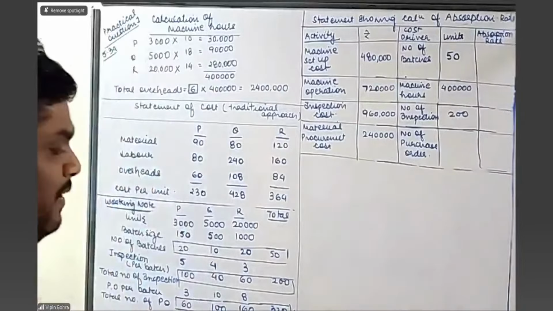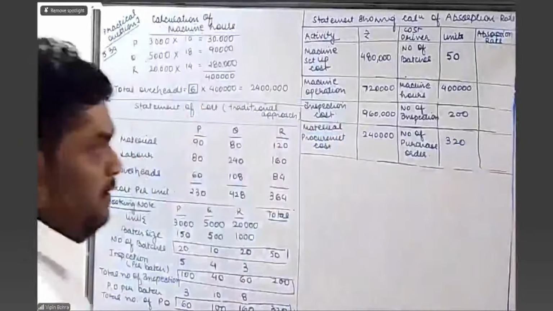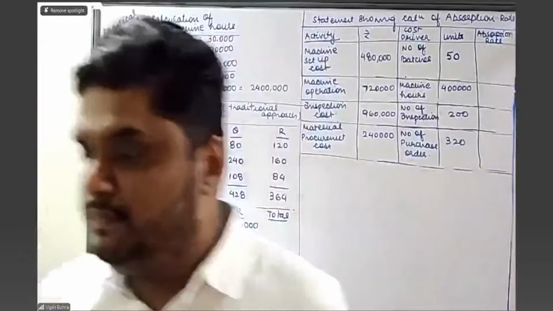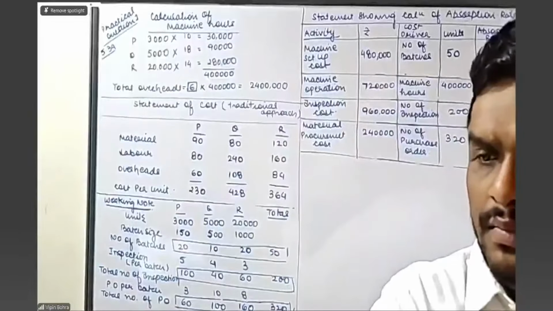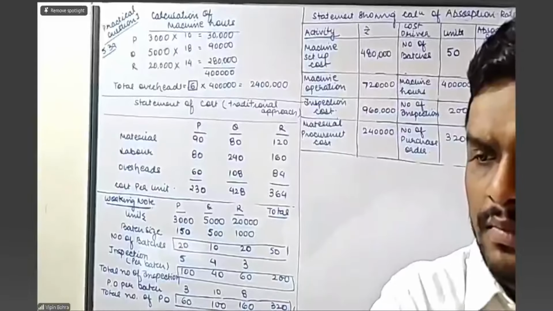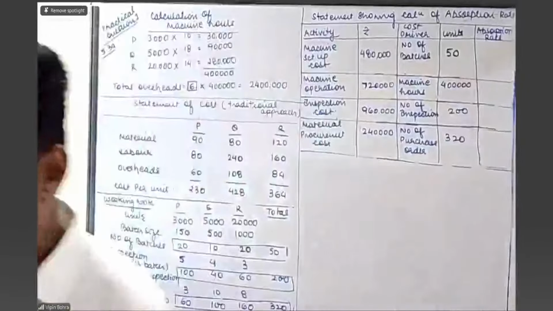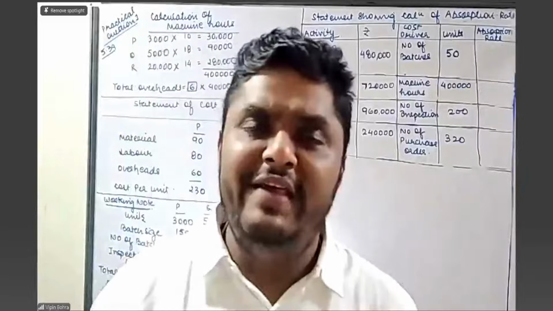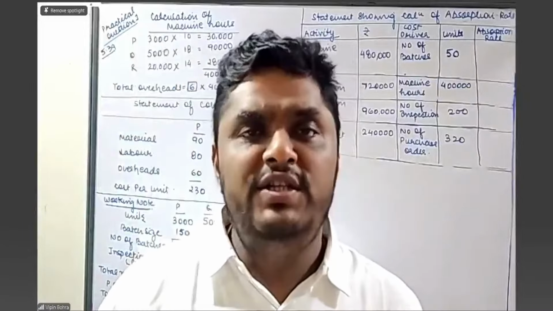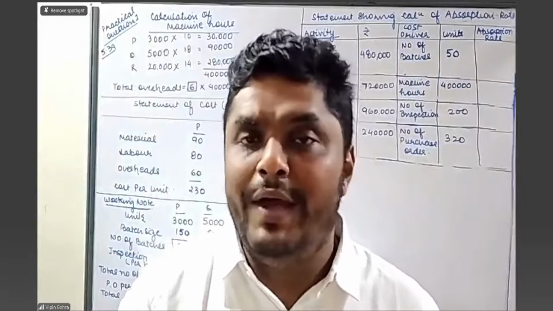So the total number of purchase orders will be how much? 320. I hope this part is clear to all. See, the information is not given straight away in the question. We have to do a few calculations.